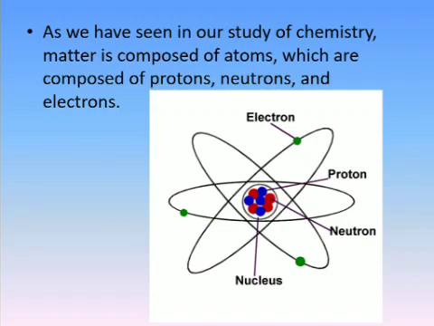As you can see here, we have the nucleus of the atom that contains the proton and the neutron, while outside the nucleus we have the electron cloud, which contains the electrons. So the electrons move in the electron cloud.